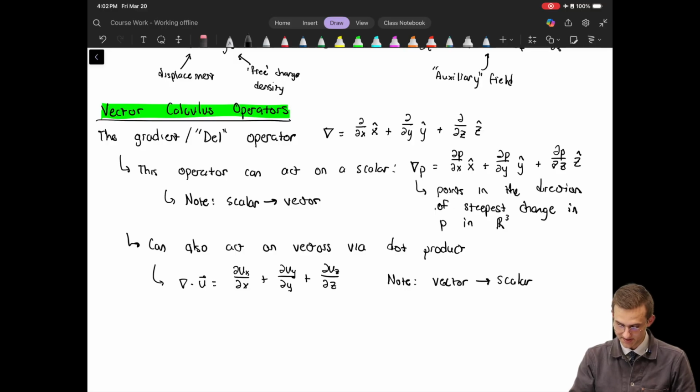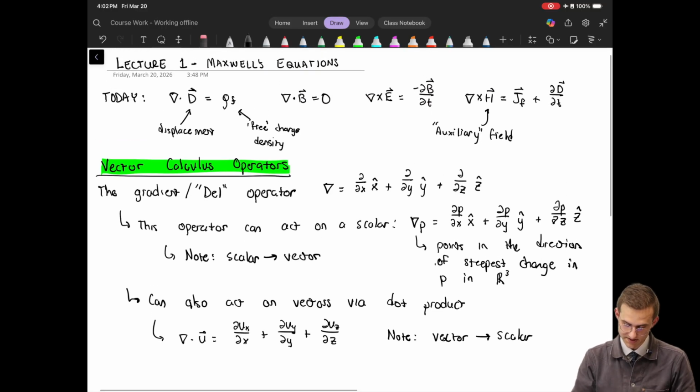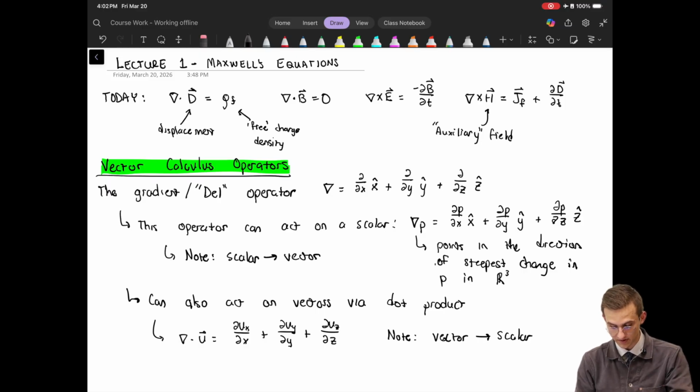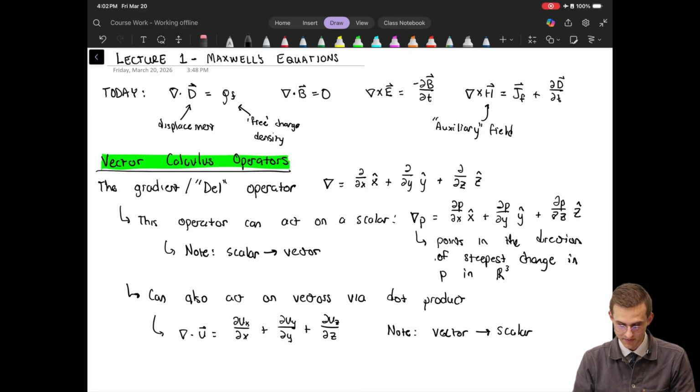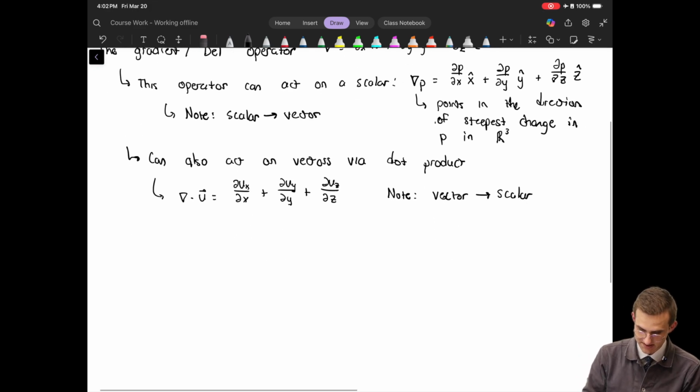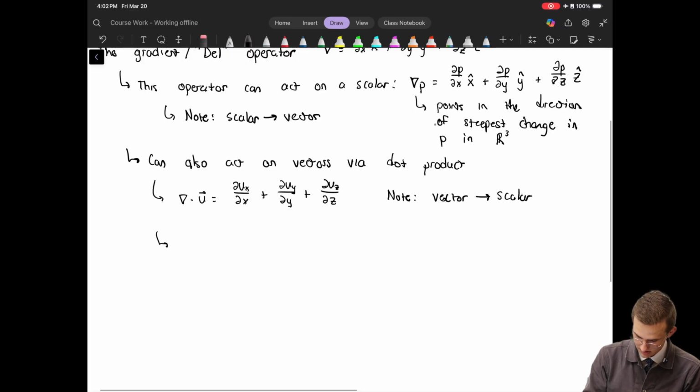right? And so now you can see why on the top of the screen here, the two equations that you see on the left are scalar equations, because you're taking the divergence of a vector field, D and B respectively, and getting a scalar out. So each of those equations has just a single coordinate wrapped up in it. Okay, so like I said, this operator, this del dot, is called the divergence.